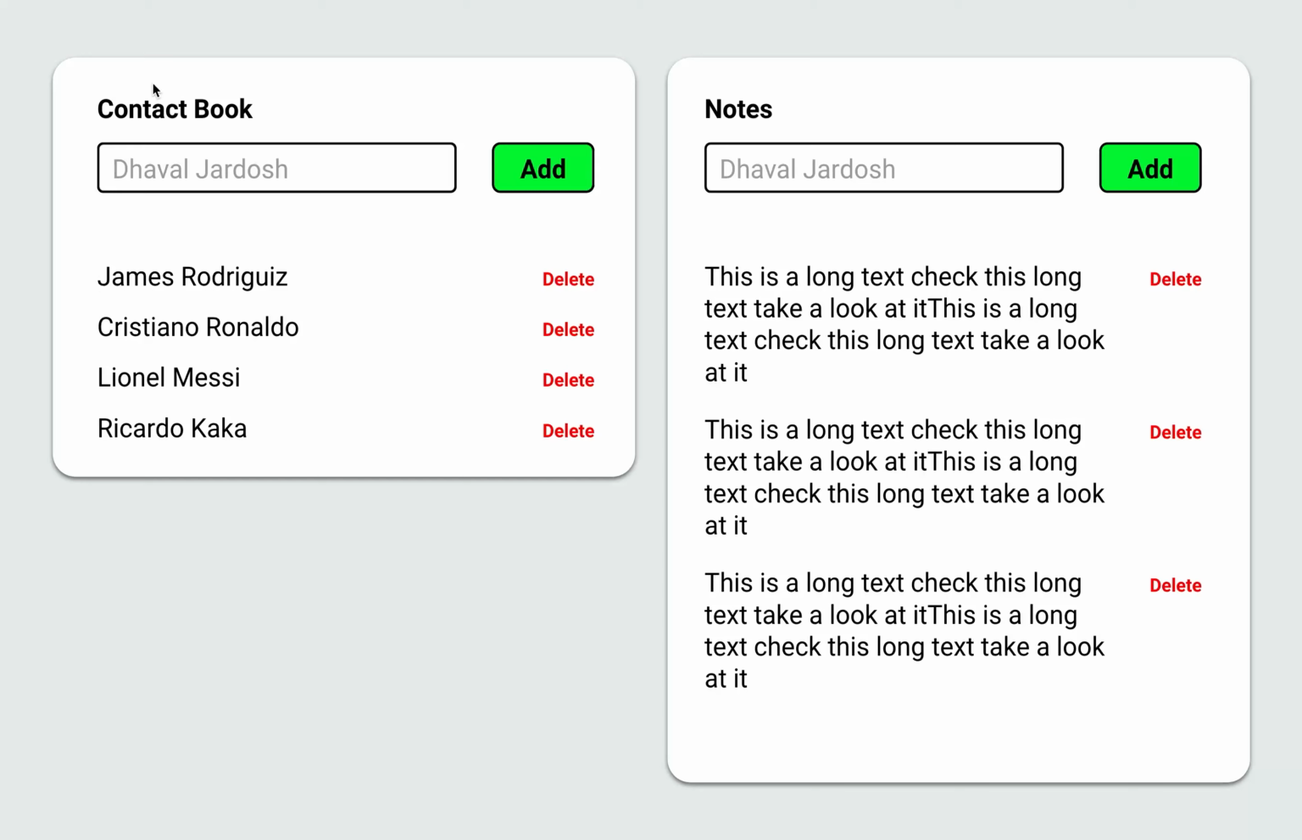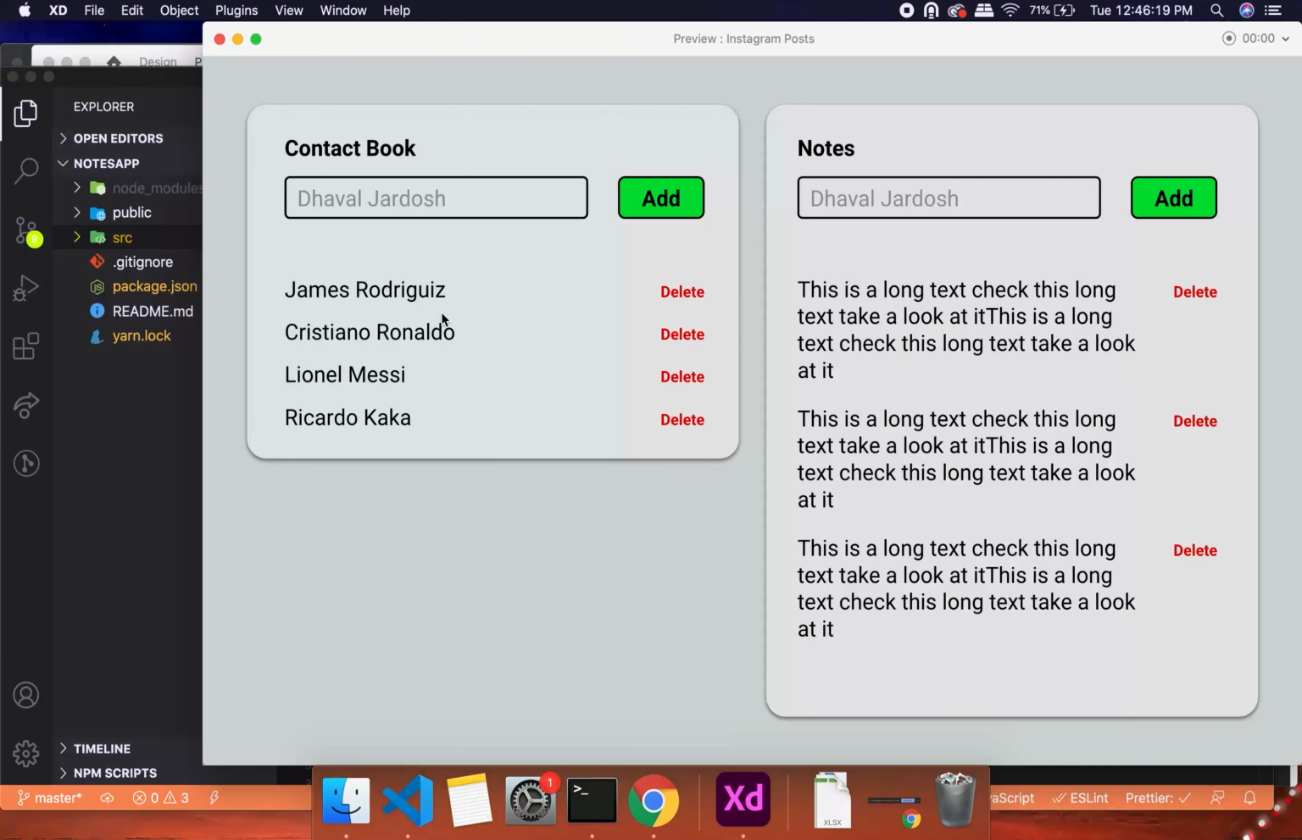Exactly. So in the contact list it will be just the name of the people, and you will have a delete functionality which we'll talk about later, and in the notes it will be kind of the same thing. So there will be two objects and both of them containing data. So let's go ahead and look at the project.